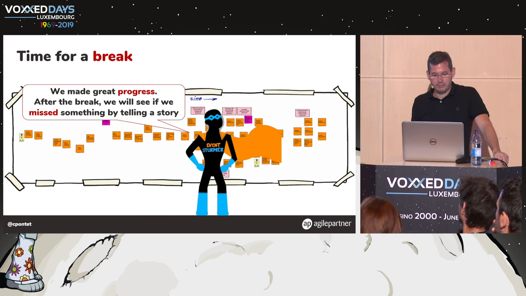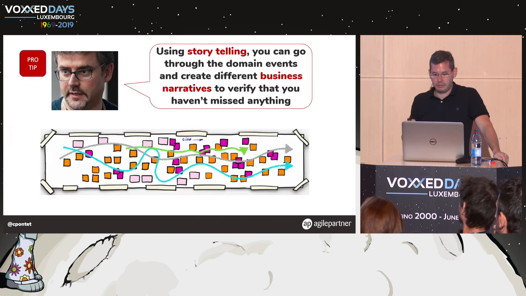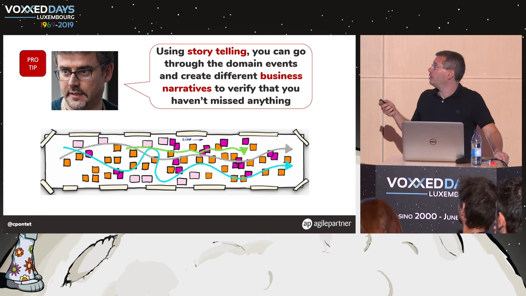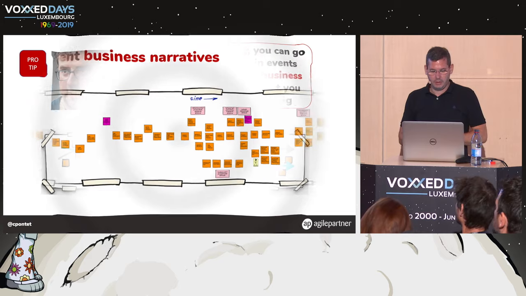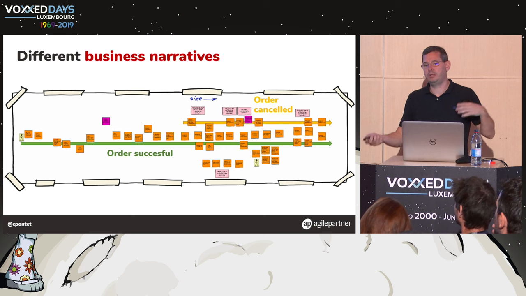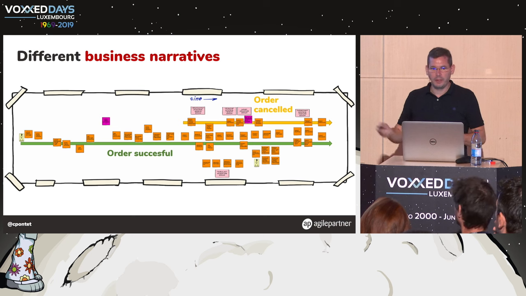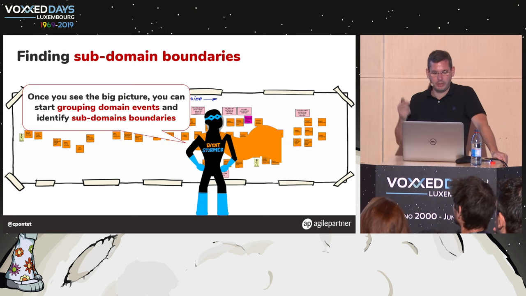And after the break, you use storytelling to check if everything is right and that you haven't forgotten important things. So you can actually use storytelling to tell different business narratives. In that case, you have two main narratives. The order is successful, the order is canceled. There might be some more, of course, it's just an example. This domain is much more complicated than that, but I don't want to spend too much time exploring the domain. The idea is to explain what EventStorming is.